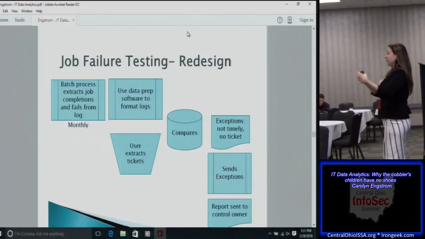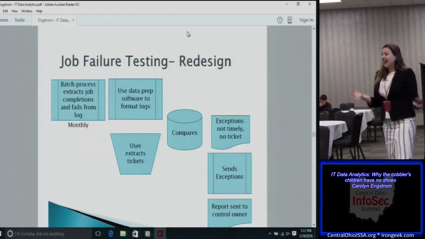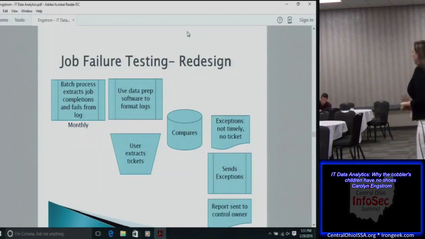if it's a job failure and it's got a job ticket, it's good. So I've got a job failure and I don't have a ticket, what went wrong? And why in the world would I have a job ticket and no job failure? I can answer all of those questions now for 100% of my population on a monthly basis.